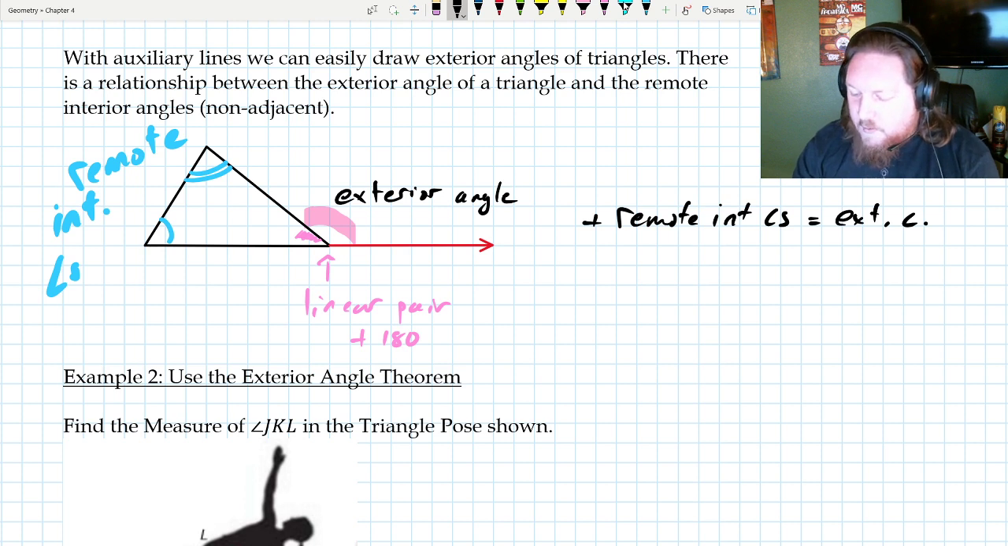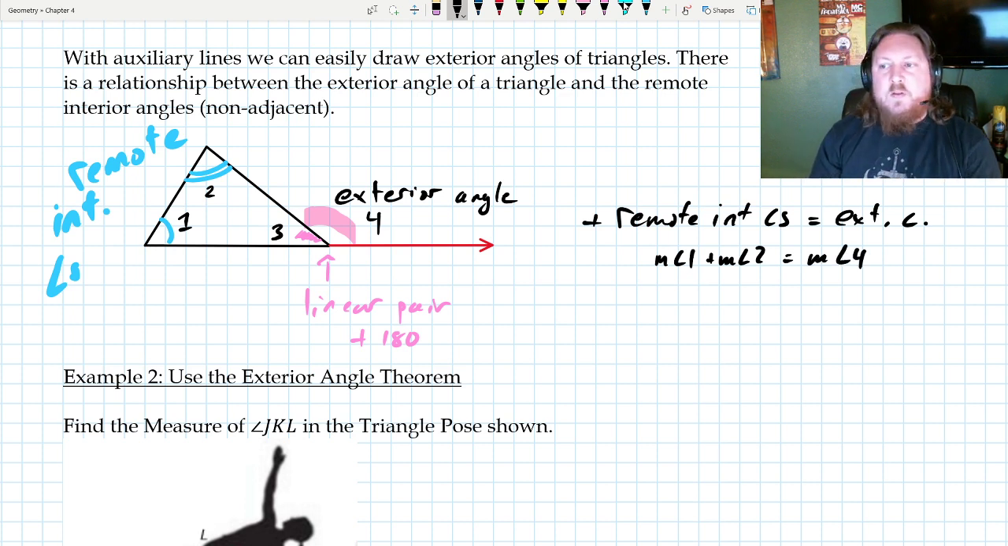So if this is angle 1, angle 2, angle 3, and we'll call this angle 4, what this looks like is measure of angle 1 plus measure of angle 2 is equal to measure of angle 4. Okay, so that's the relationship that I'm going to be using here. And that's actually a theorem. It's the exterior angle theorem. I don't know why I didn't write that, copy and paste that in, but it is in your book. You can look it up.